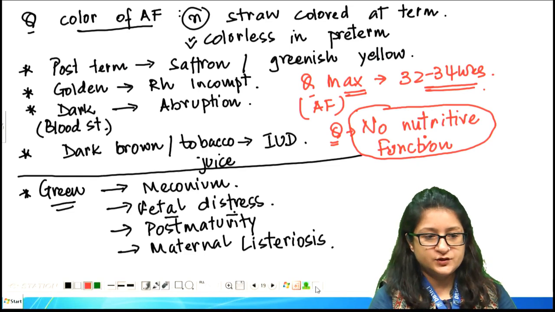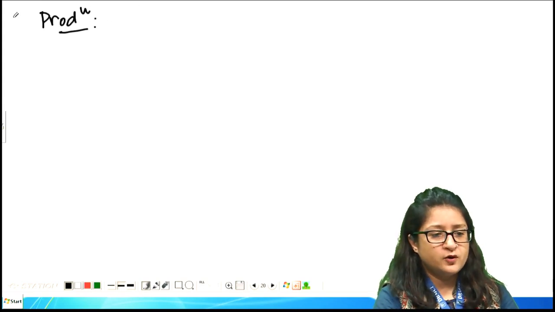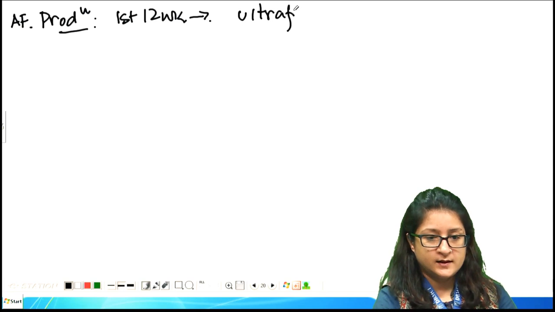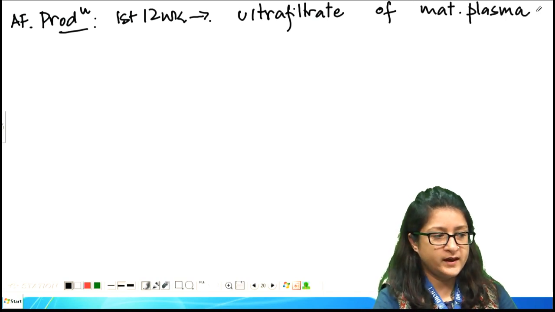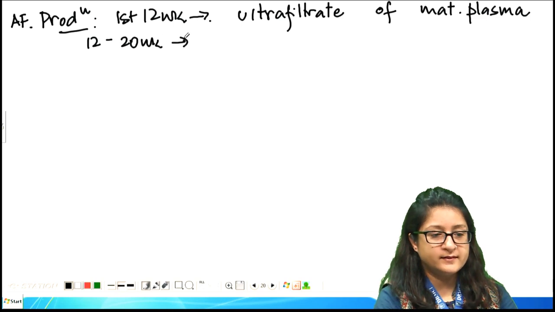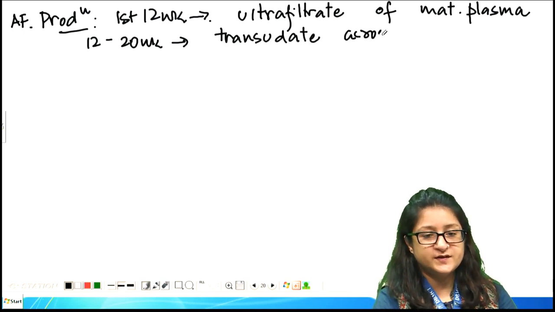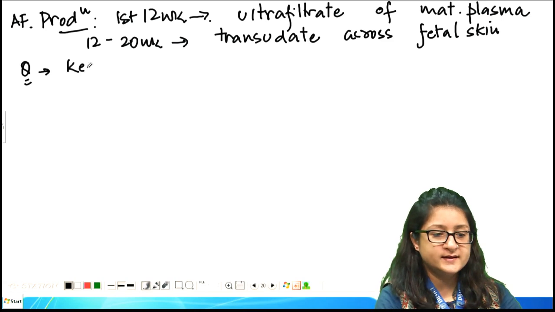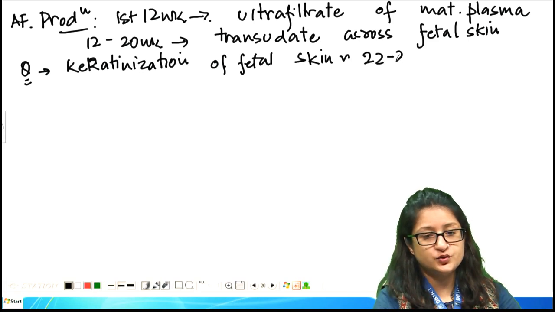Next important bit that you have to remember is about the production. When we talk about amniotic fluid production, we say that in the first 12 weeks, it is formed by the ultrafiltrate of maternal plasma. Okay, between 12 to 20 weeks, the contribution is as transudate across fetal skin. All right, but if they ask you when keratinization of fetal skin takes place, then keratinization of fetal skin takes place between 22 to 25 weeks, okay?